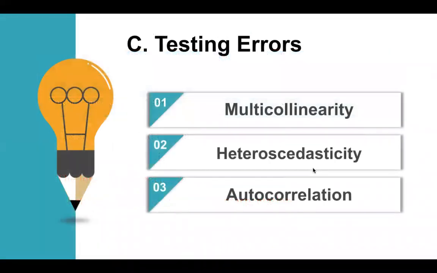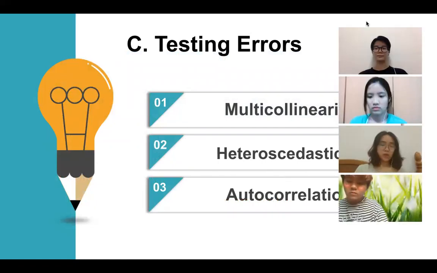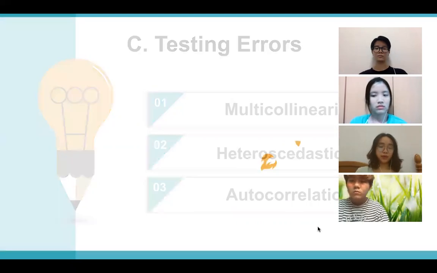Now we move to the testing for errors, which will be presented by Hoàng Yến. So now we continue with the last part, which is the testing for errors. We have three kinds of errors: multicollinearity, heteroscedasticity, and the last one is autocorrelation. So let's move to the first error.